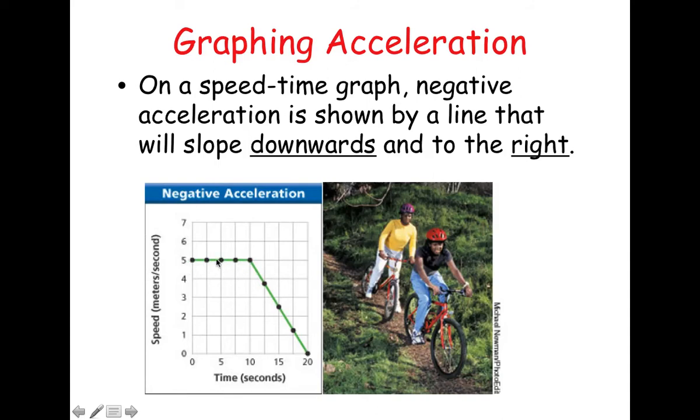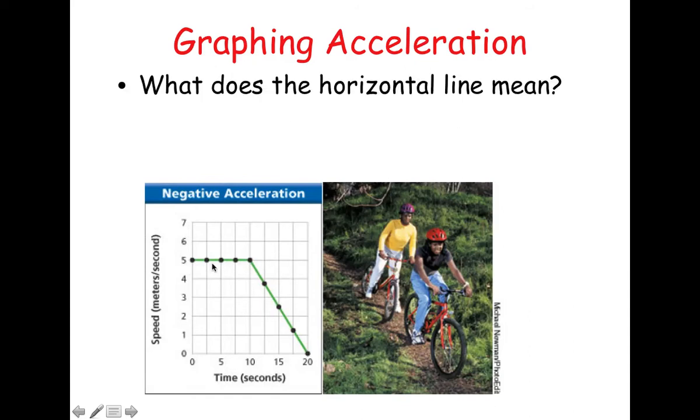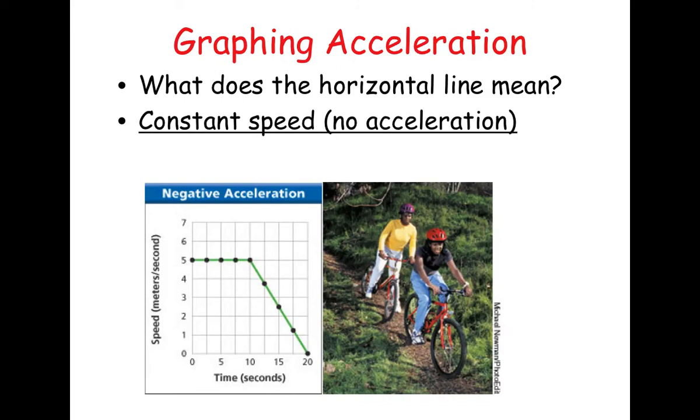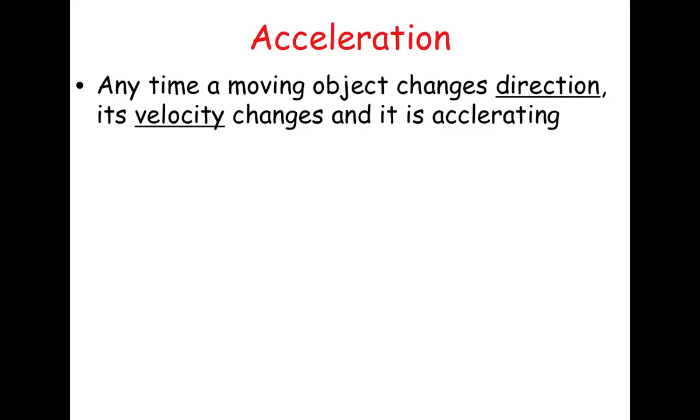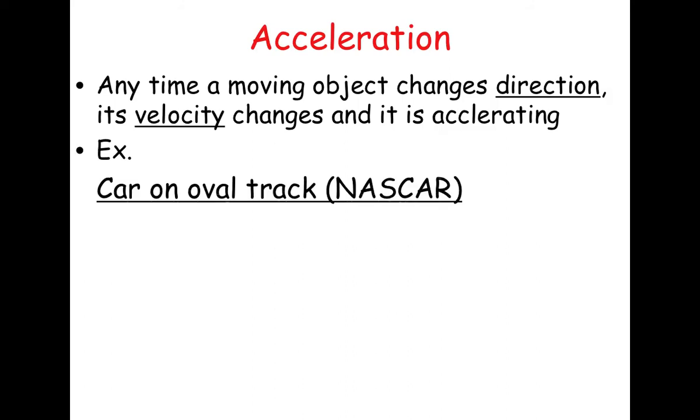Now, if you look at this one, we also have this horizontal line here. What does that horizontal line mean? It means that we have a constant speed, because remember, it's not no movement this time because we do have a speed. So the speed here is staying the same, but we're not accelerating. So if I see a horizontal line on a speed versus time graph, it is a constant speed. So again, anytime an object changes direction, its velocity is going to change, and therefore it will be accelerating, like a car on an oval track, like in an event like a NASCAR event.